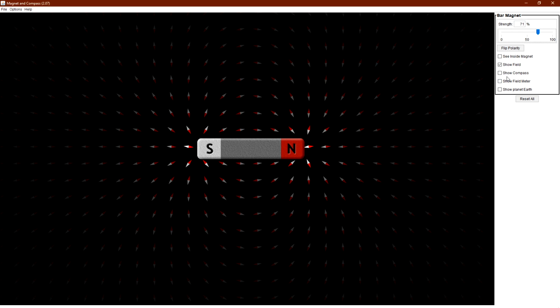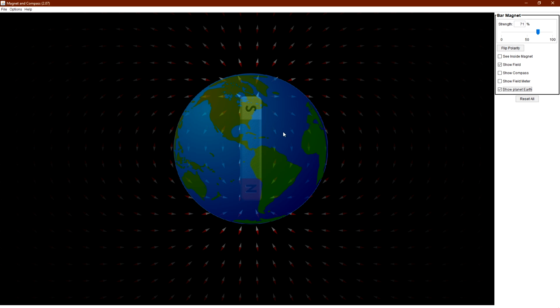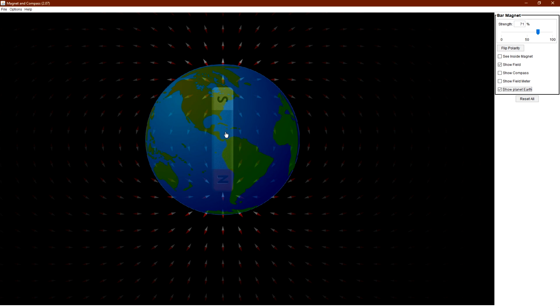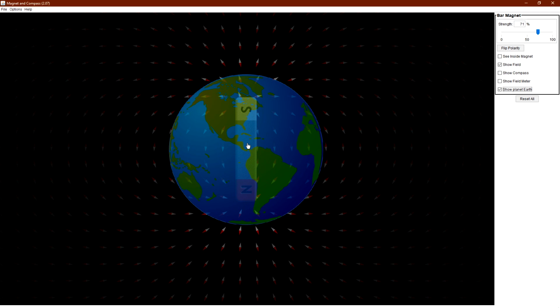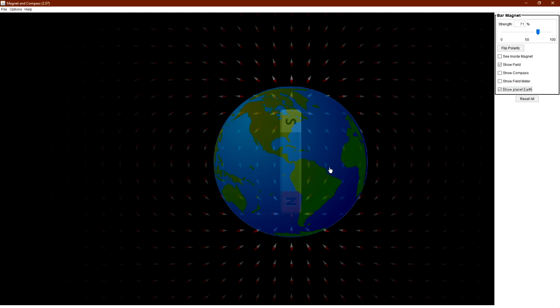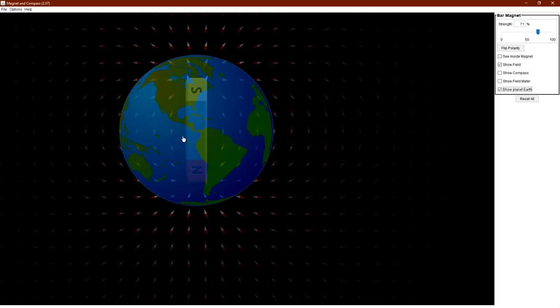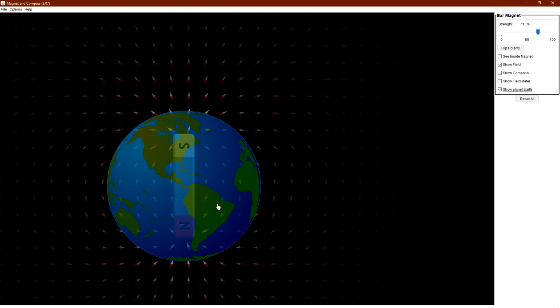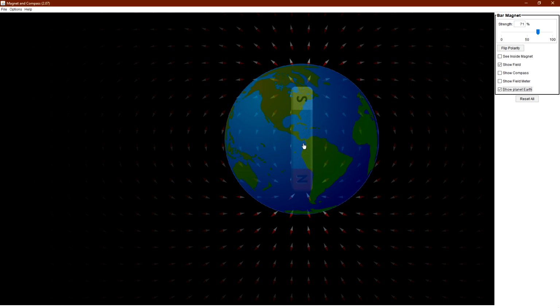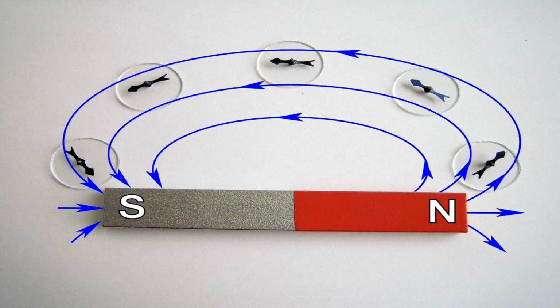And you should note that Earth itself is also a magnet. Around Earth we also have a magnetic field, and one of the uses of this field is that it protects us from harmful rays, ultraviolet for example. Let's make the conclusion.